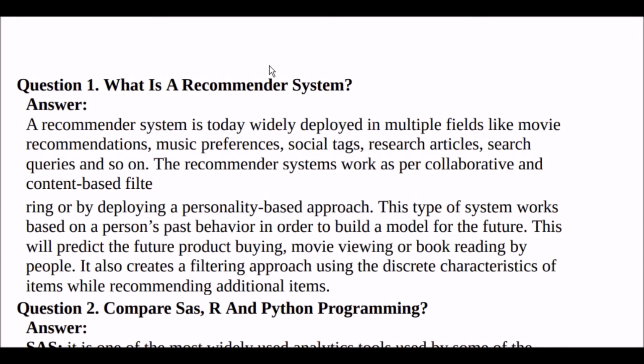Guys, in this video we will learn Data Science Interview Questions with answers. Guys, this video is very helpful to all of you if you learn Data Science as a subject, and for interview purposes also. So let's get started with today's video. In the Data Science Interview Question series, your first question is Question 1. What is a recommender system?